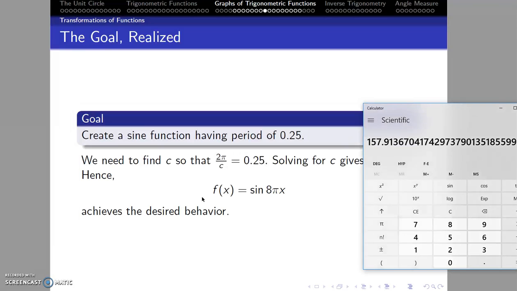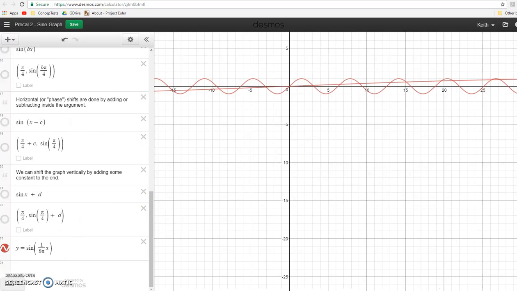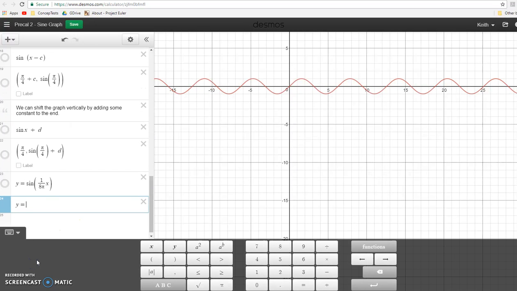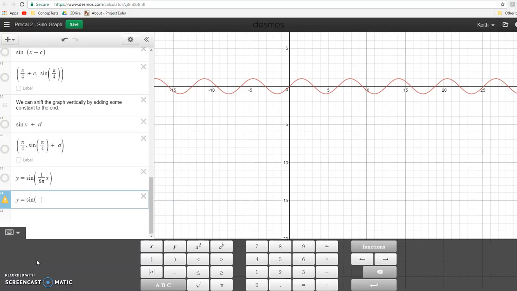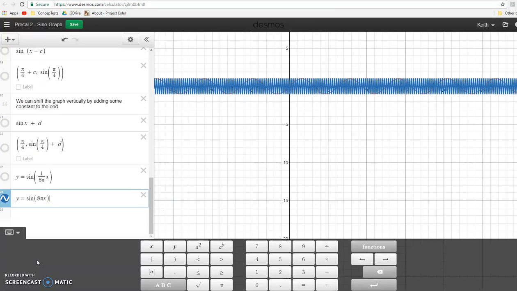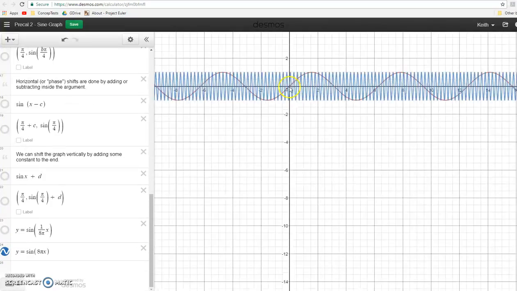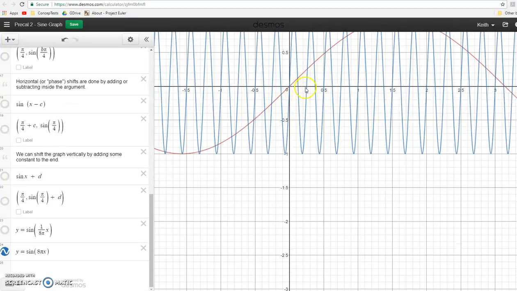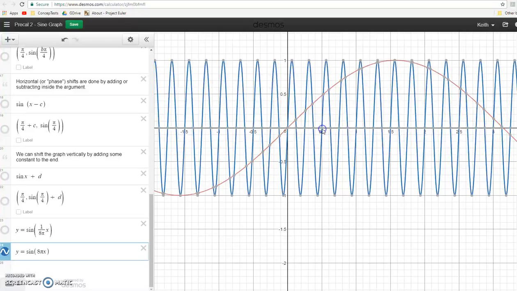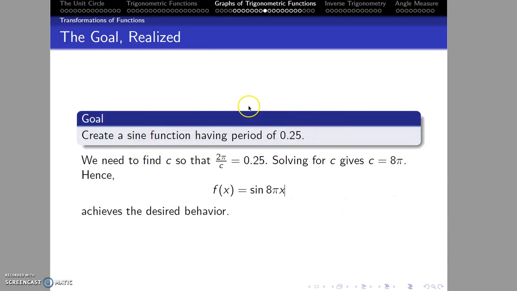Let's make sure about that before I say anything too certain. So 8 pi x. I'll have to zoom in again here. And I think this is going to do it. So here's a half. So halfway in between is 1/4. And so yeah, between 0 and 1/4, I have completed a whole cycle. That is how we do it.